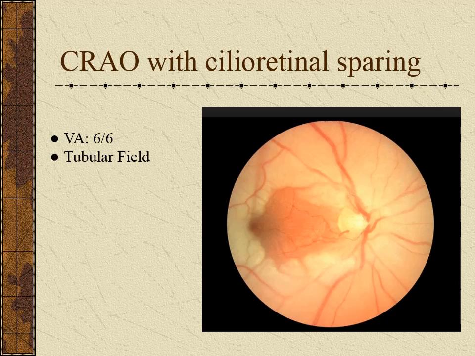Also, there is another presentation for a patient who has a special artery supplying the fovea called the cilioretinal artery. When this patient suffers from central retinal artery occlusion, they will not lose vision because the macula, the fovea, will not be atrophic. However, they will suffer from a tubular field of vision because all the retina will be atrophic except for the central part, but the central vision can still be within normal.